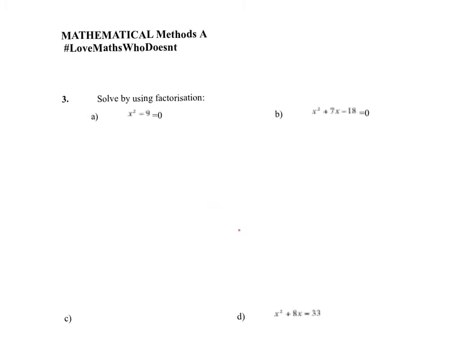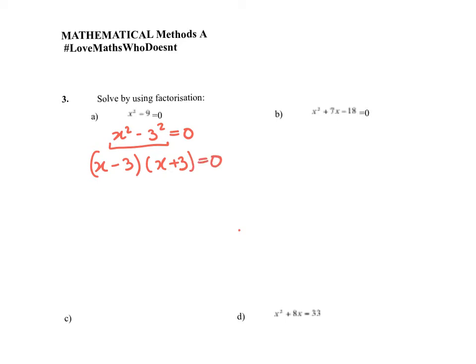Hi, let's move on to question 3. So we have x to the power of 2 take away 9 equal to 0. You may see that 9 can be written as 3 to the power of 2. You can now recognize this expression as the difference of two squares, which is going to give us (x take away 3)(x plus 3) equal to 0.